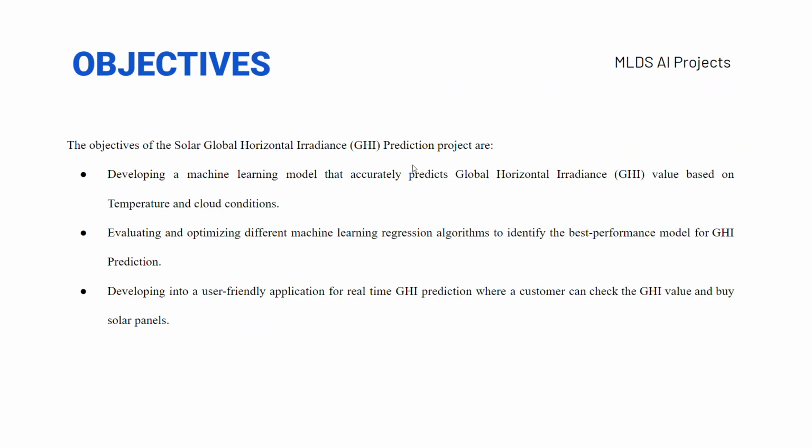These are the objectives of our project: developing a machine learning model that accurately predicts global horizontal irradiance value based on the temperature and cloud conditions, and evaluating and optimizing different machine learning regression algorithms to identify the best performing model for GHI prediction. We have developed a user-friendly application for real-time GHI prediction where a customer can check the GHI value and buy the solar panels.